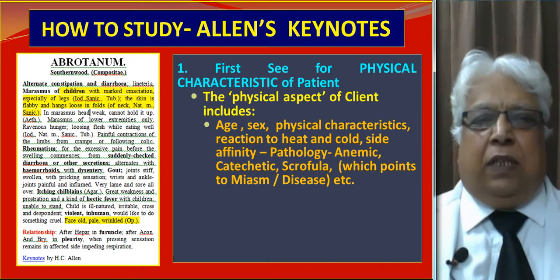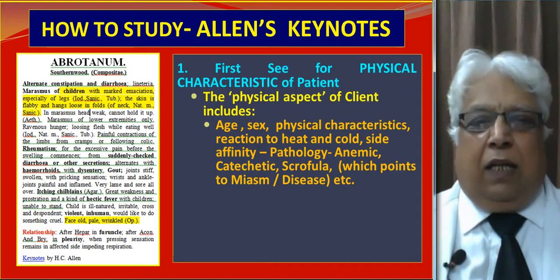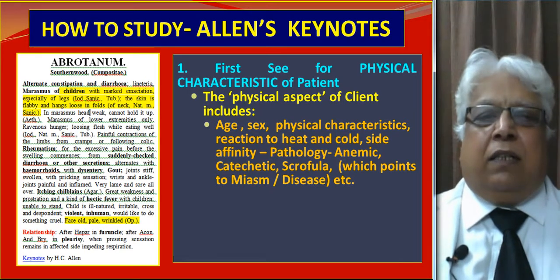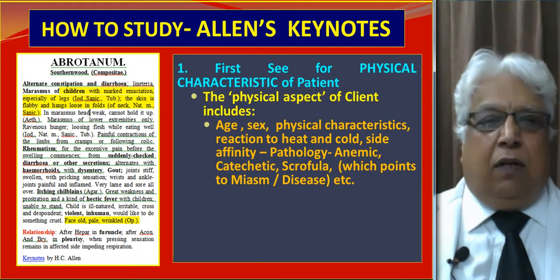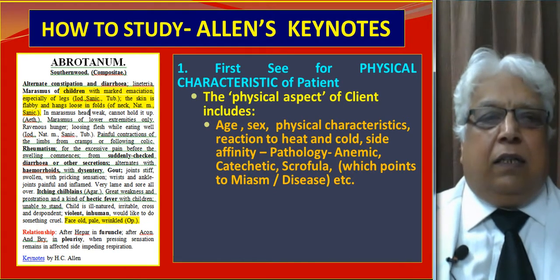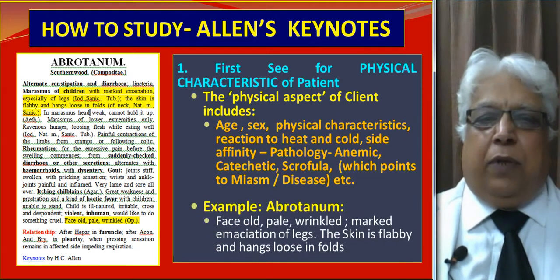How he reacts to heat, cold, his pathological affinities, diathesis: he is anemic, he has got scrofula, he is cachectic. All those things you will find in these physical characteristics and generals, which also point to miasm, which also point to classical diagnostic diseases, etc. So let us see an example from Abrotanum. The face: old, pale, wrinkled.